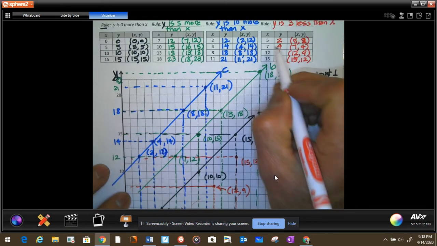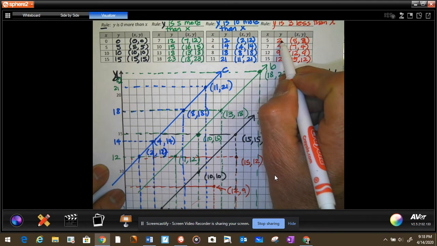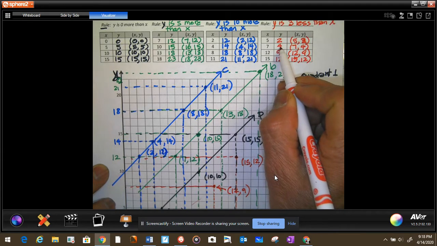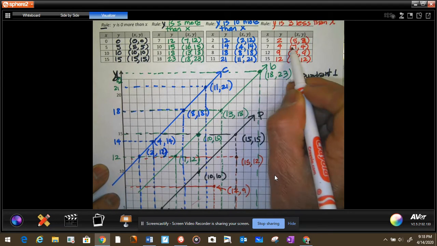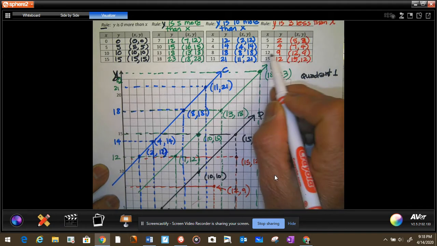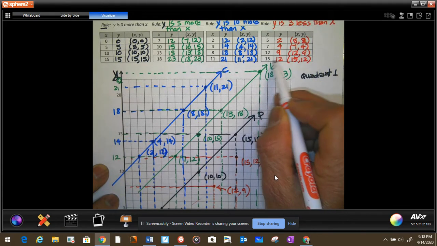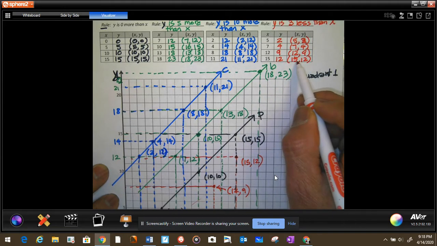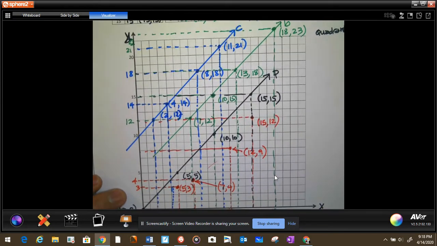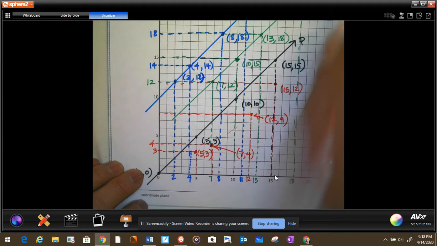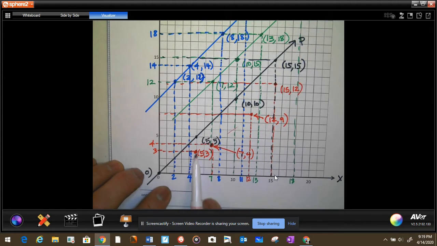So 5 minus 3 equals 2. 7 minus 3 equals 4. Correct, right? 7, 4. And 12 minus 3 equals 9, so that'll be 12, 9. And 15 minus 3 equals 12, so that will be 15, 12. Okay, let me check again. This is what you do if you're not sure. The first point is 5 and 3. There it is.